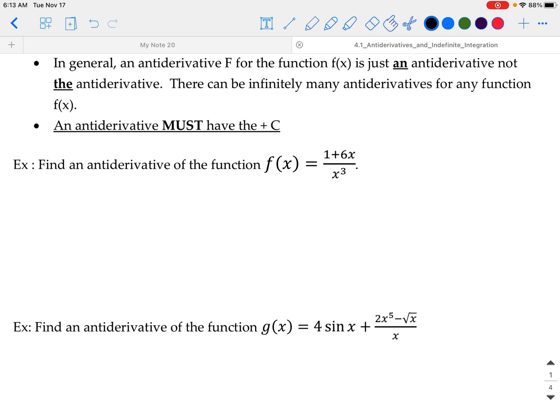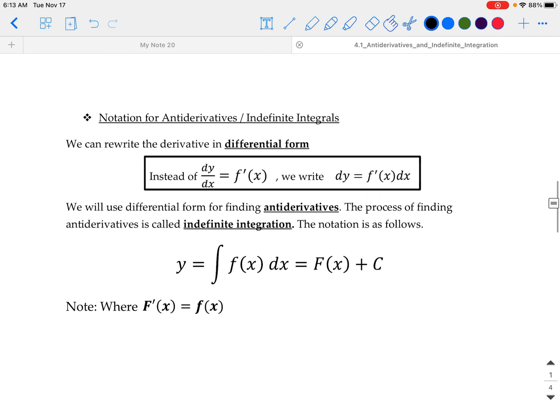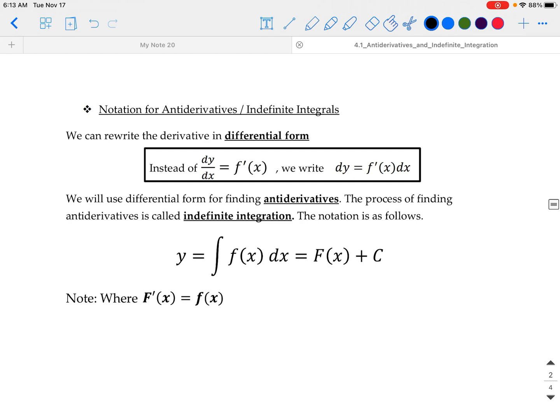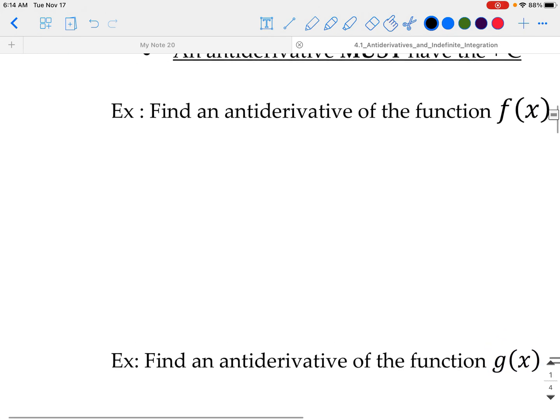So here we want to find capital F. And so we need to employ some notation here, and we're going to discuss that notation in a little bit. So if we scroll down here, we've got this differential form. So I'll just put it here to note how we're going to write antidifferentiation.